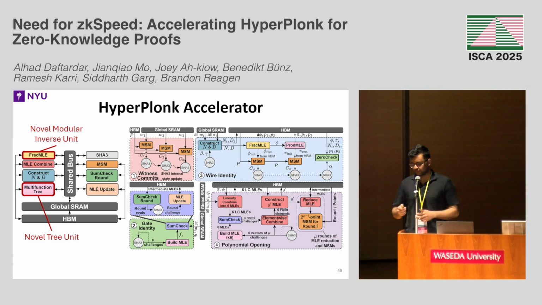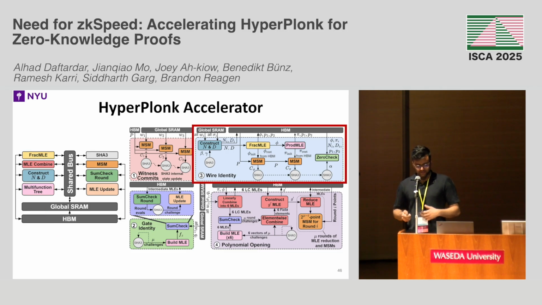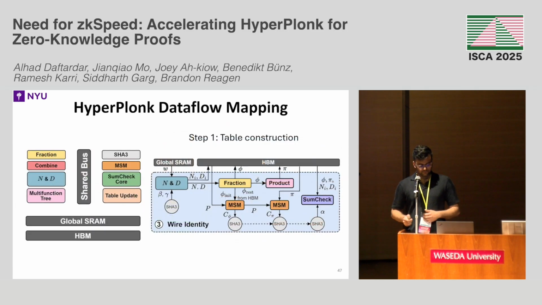To better understand how the data flow maps under architecture, I'll give an example of a simplified version of the wire identity. So the wire identity step involves three main steps. The first step involves constructing a bunch of tables.